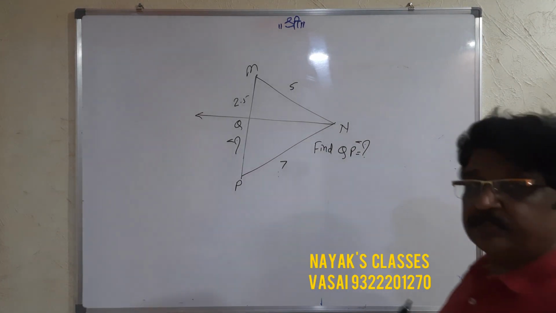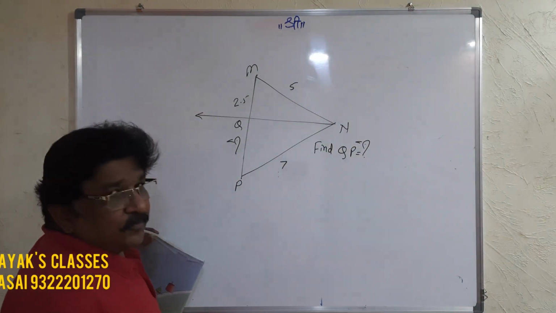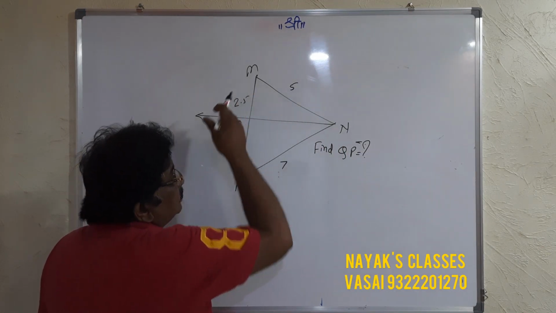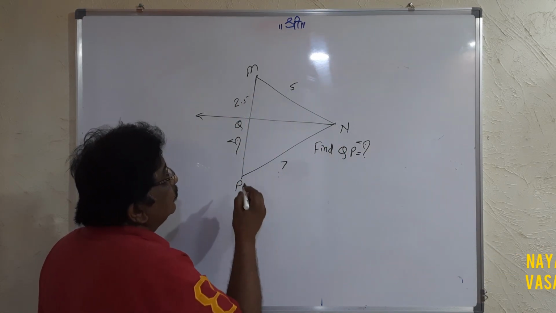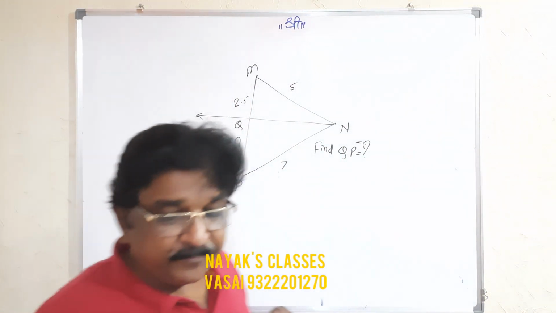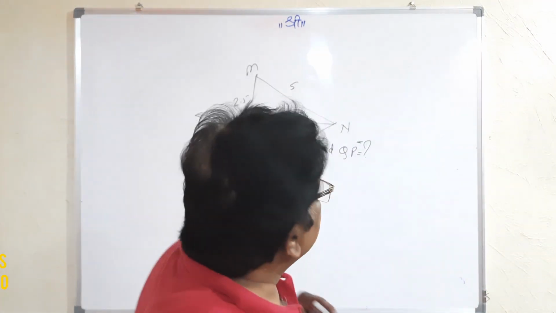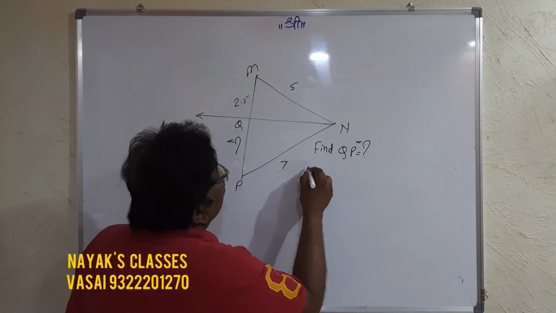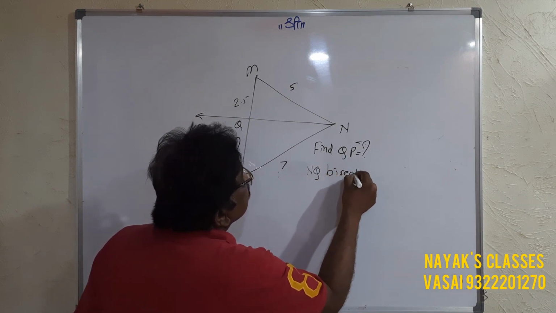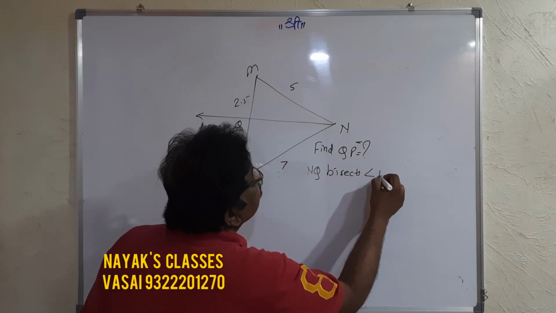Now we are starting the third example of exercise 1.2. Here they have given triangle PMN and some measurements, and they have asked now to find the length of QP. When you are saying directly, there is an angle bisector. They have given NM and NQ bisects angle MNP, or PNM.